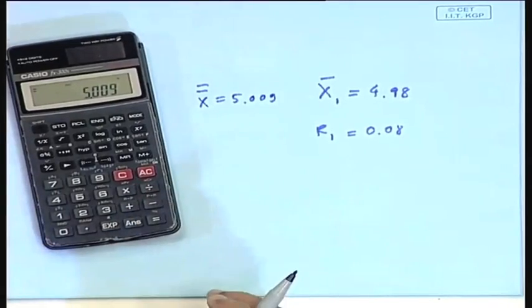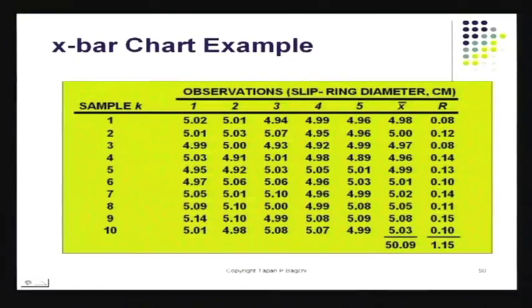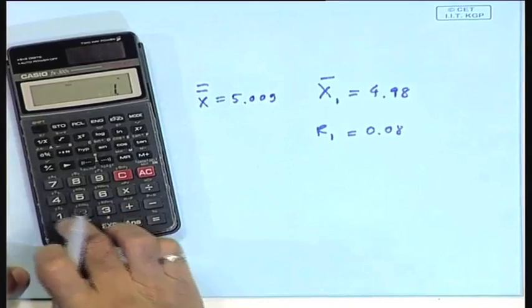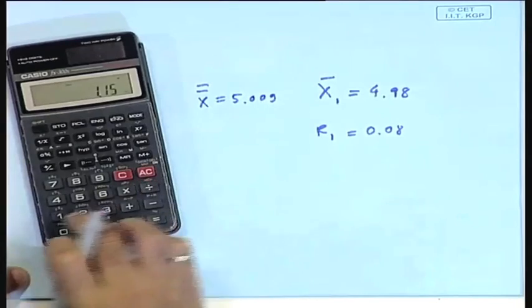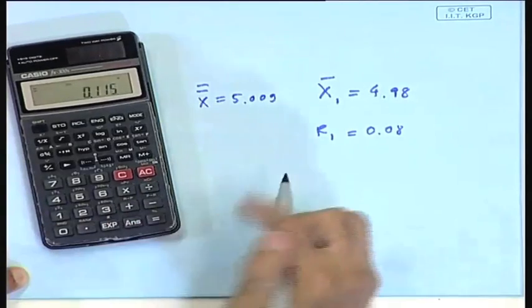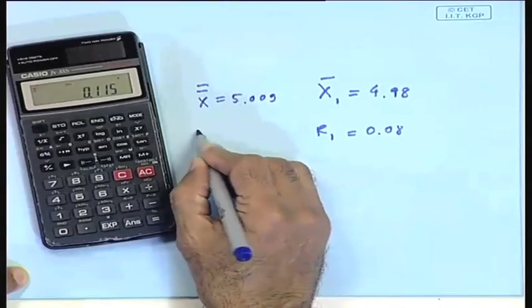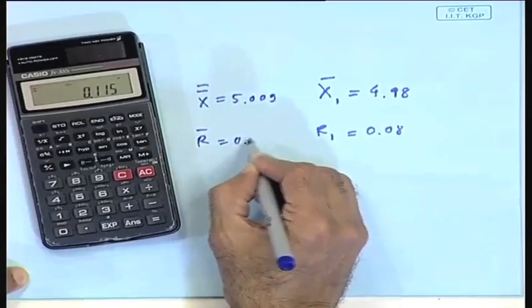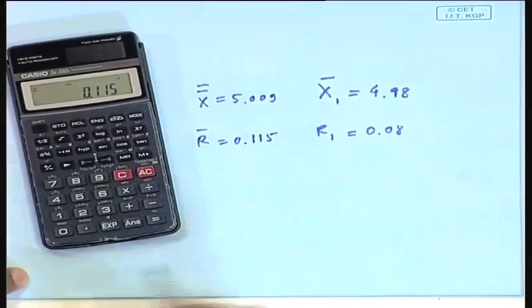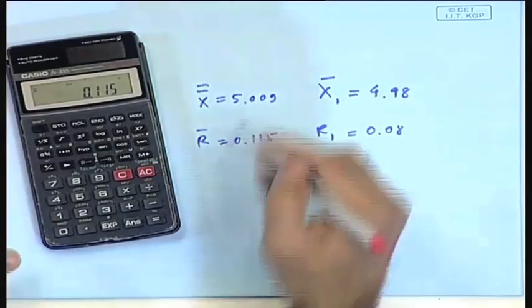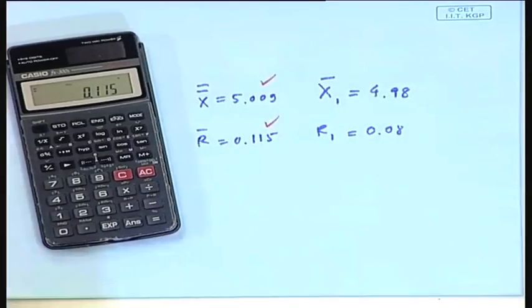All I do is look at the sum of R's, and that's 1.15. So, I put in 1.15. I divide that by 10. So, my R bar value turns out to be 0.115. I have these two key quantities that I'll be using to construct my UCL and LCL.